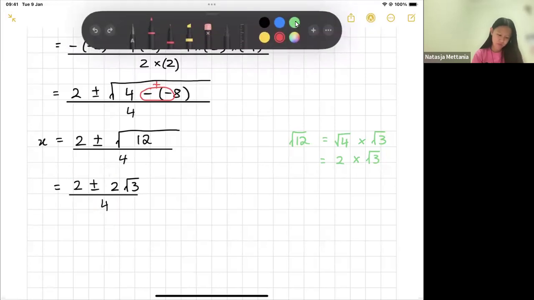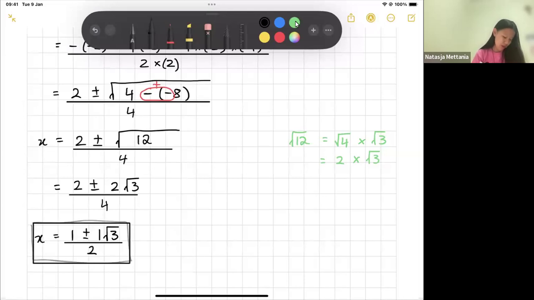It gives me 1, plus or minus 2 divided by 2 for this one here gives me 1. So it'll be 1 root 3 all over 4 divided by 2 gives me 2. So my final answer in the most simplified version in surd form is going to be that.